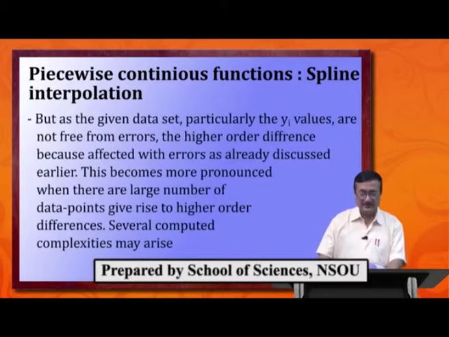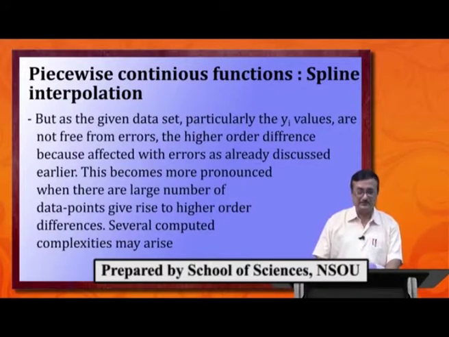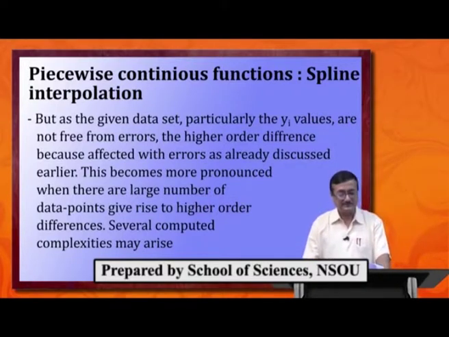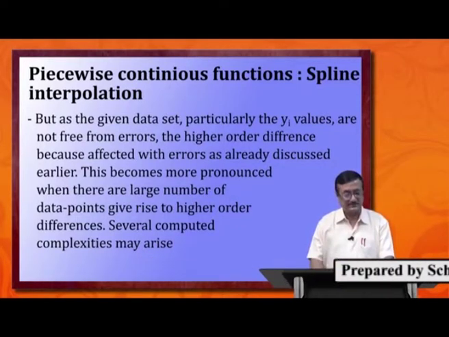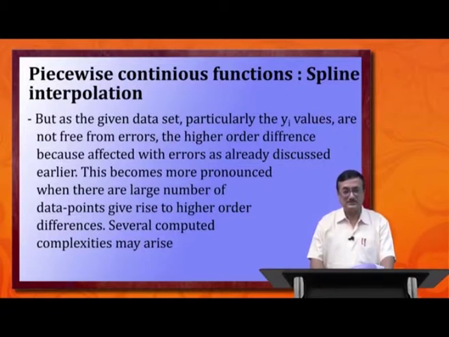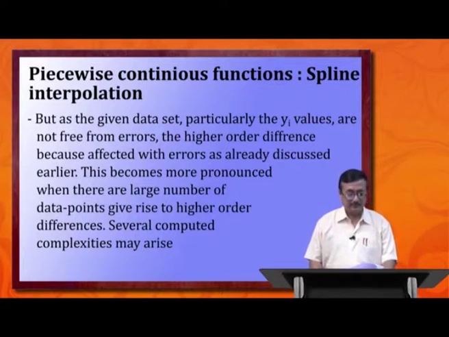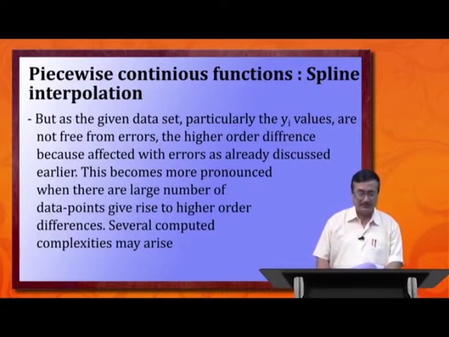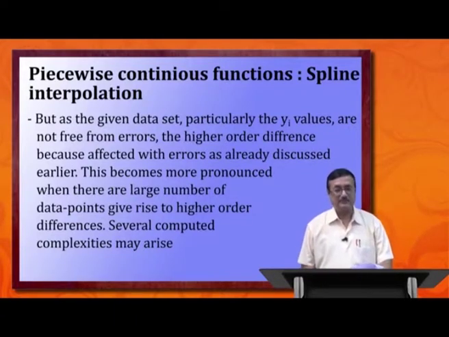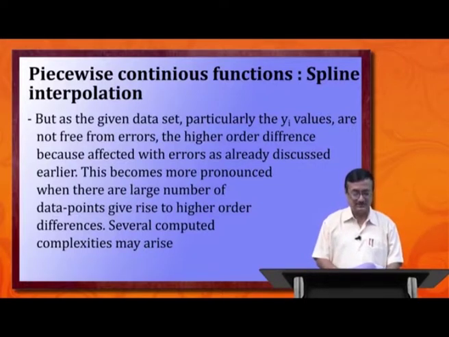But the given data set, particularly the yi values, are not free from errors. There must be rounding errors, there must be observational errors. The higher order differences become affected with errors, as we have already discussed. Please note that it was discussed where we considered noise level in a difference table. This becomes more pronounced when there are a large number of data points. This will give rise to higher order differences and several computational complexities will arise.